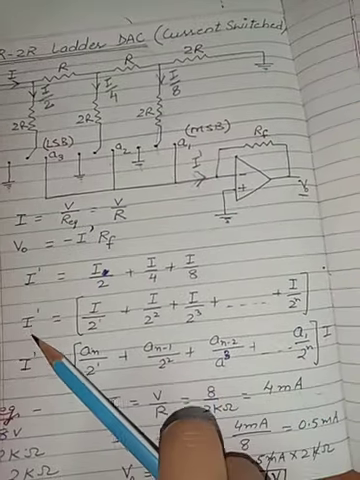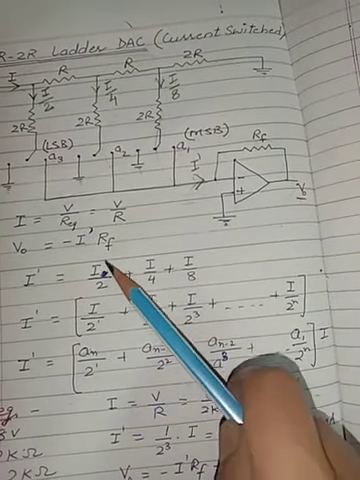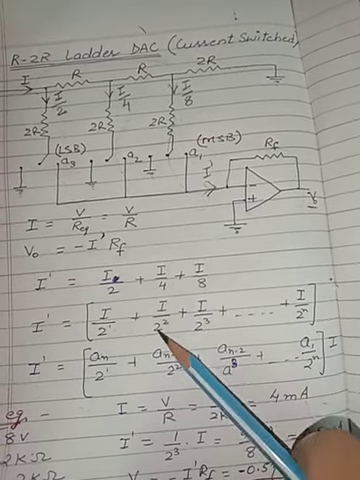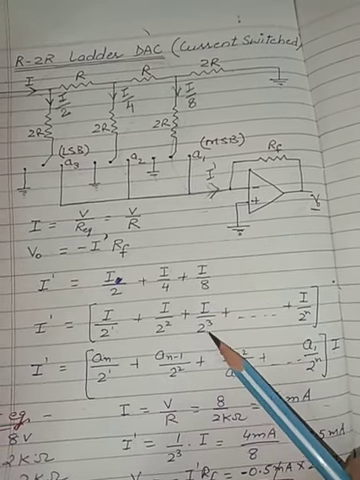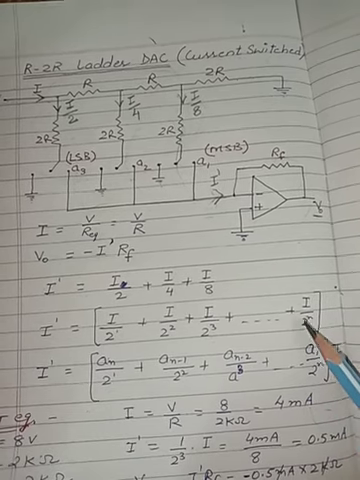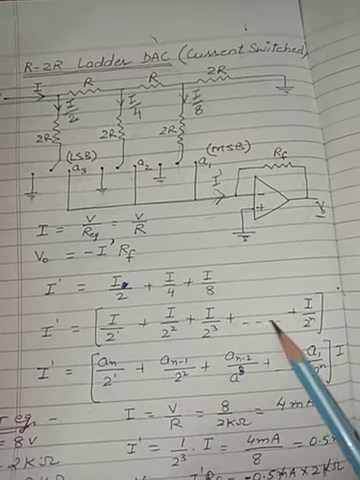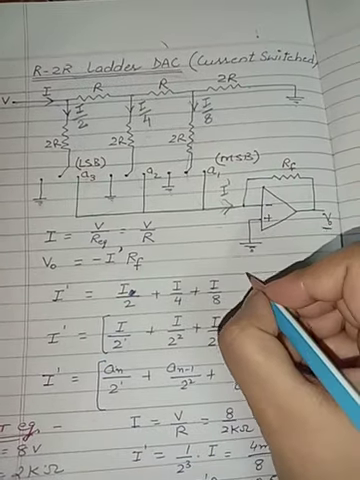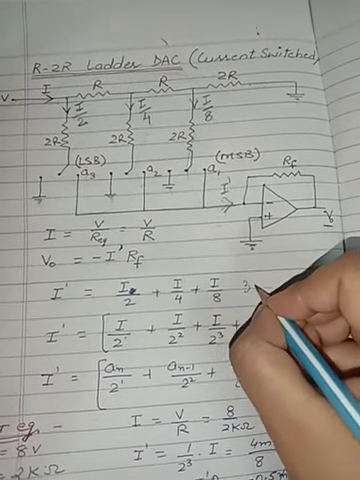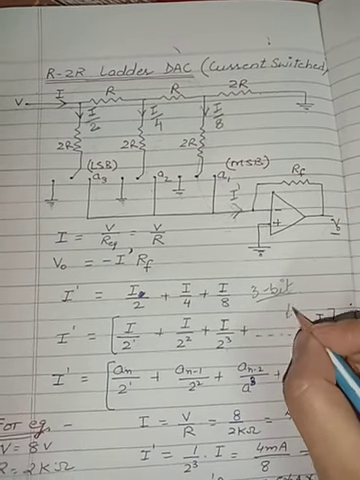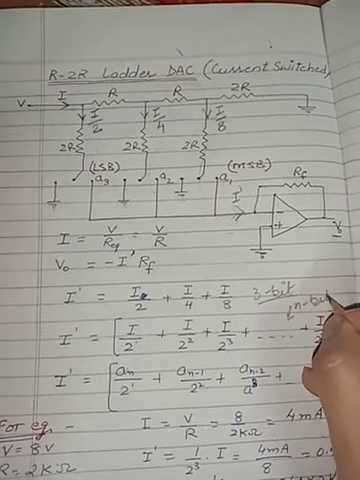So we can also write it as I dash is equal to I by 2, I by 2 raised to power 2, I by 2 raised to power 3 and up to I by 2 raised to power n. This will be for the n bit, and this current equation I dash is for the 3 bit suppose, and then you can find this equation for the n bit.